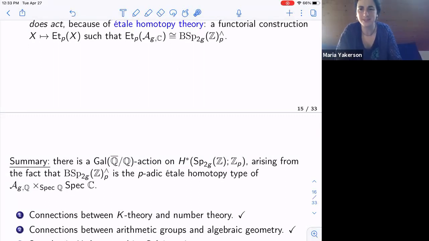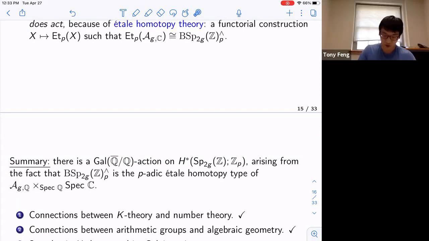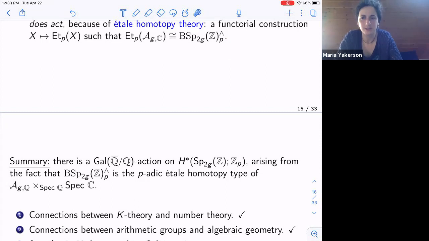Sorry, could you summarize again what's the main point of this second part? The main point of the second part was to explain that this action comes about from this connection between the symplectic group and the moduli space of abelian varieties. And also to drill in this idea that the action exists on some kind of space as well. It's actually just the classifying space of the symplectic group after you p-complete.